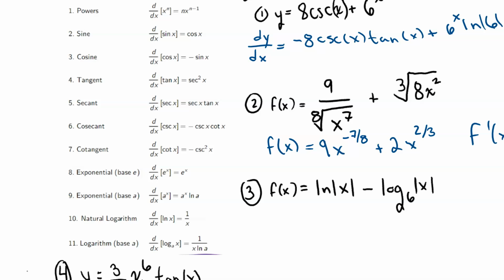All right, last basic rule problem. We've got the derivative of natural log x, which is just 1 over x. And the derivative of log base 6 of x, which is going to be 1 over x natural log of that base 6.